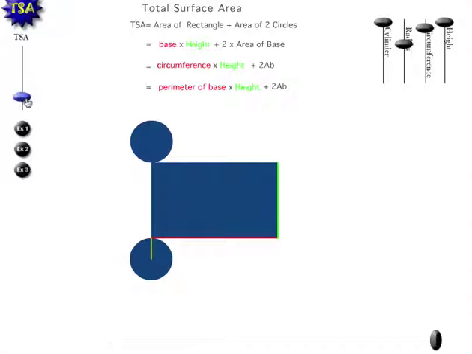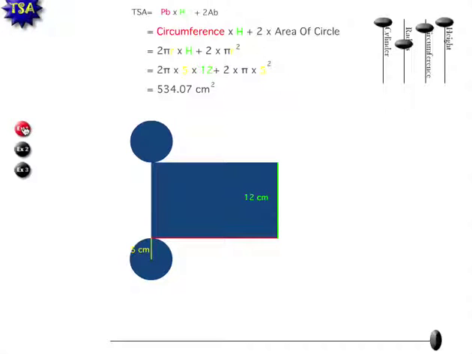And I want you to notice this is exactly the same formula that we used for a rectangular base prism. Okay, so the total surface area is the perimeter of the base times the height plus 2 times the area of the base. Okay, let's look at an example.